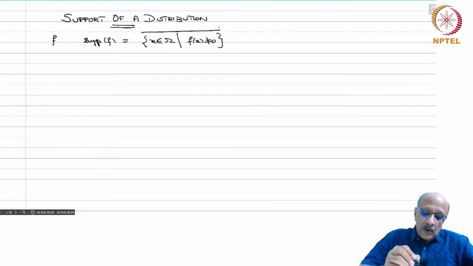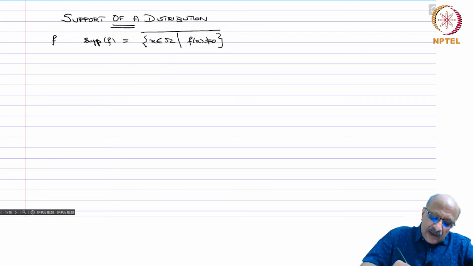Now we want to extend the notion of a support to that of a distribution, but we immediately run into a difficulty, namely a distribution is defined on an open set. It's a continuous linear functional on the space of C infinity functions with compact support. Therefore, it is meaningless to say the value of a distribution at a point. That statement has no meaning. So how do we then extend this relation?